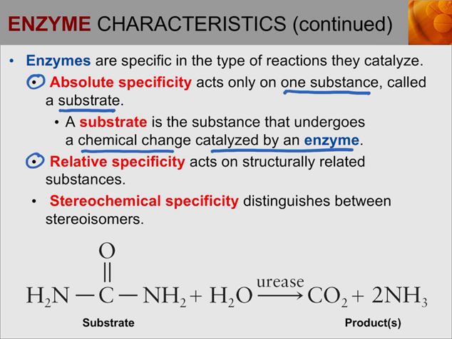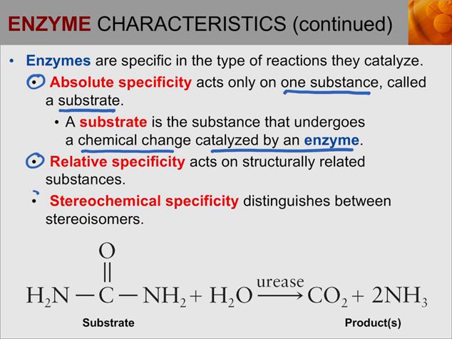Now, relative specificity acts on structurally related substances. This type of enzyme wouldn't be as picky. It might act on multiple sugars, for example. And we saw that in lab. We saw that yeast enzymes can act on many different sugars, just as long as they're somewhat related. But in absolute specificity, an enzyme would only act on, for instance, glucose and not any other sugar.